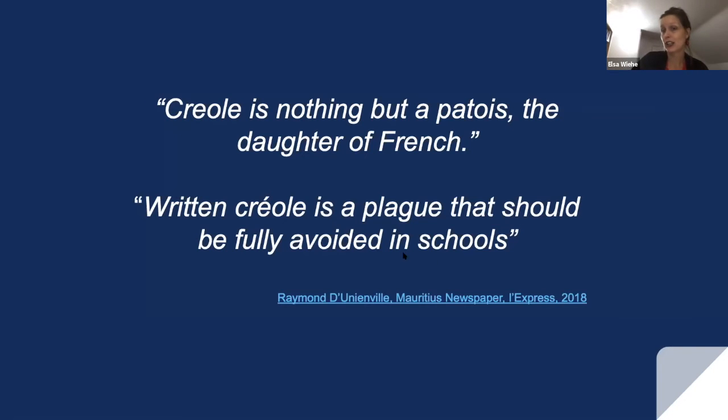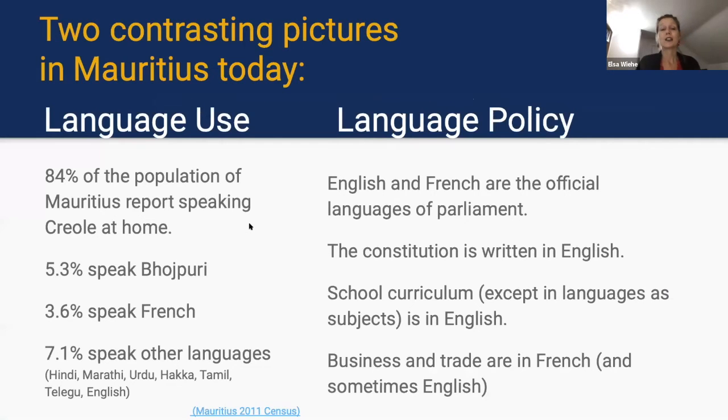It's a little bit different in the Seychelles, which we're going to see right now. Okay, so take this terrible, racist quote, and look at the present linguistic situation of Creole. There are really two stark contrasting pictures. As far as language use, you have 84% of the population reporting speaking Creole at home. Some speak Bhojpuri, an Indian-based Creole. 3.6% speak French. 7.1% speak other languages: Hindi, Marathi, Urdu, Hakka, Tamil, Telugu, English, and Arabic needs to also be in there. I omitted it.